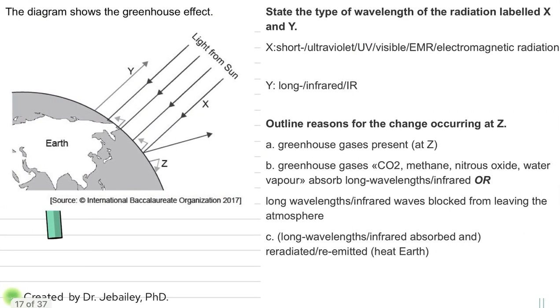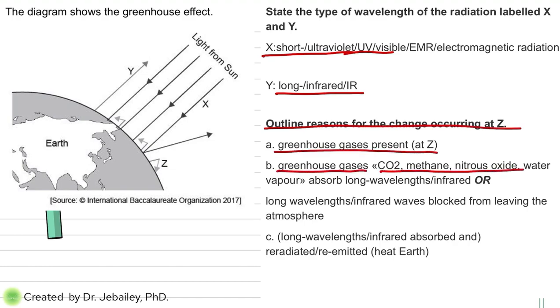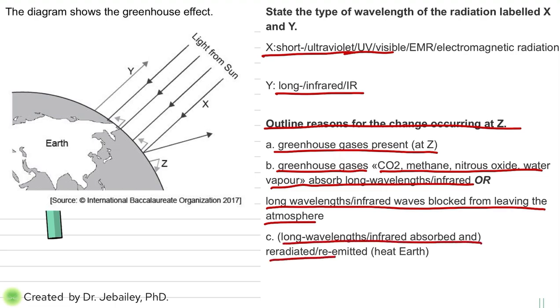So let's look at the mark scheme. You can say short for the X, or ultraviolet, or UV as you wish, and the long is the infrared, which is the long. So it doesn't always have to be infrared. You can say just long. Outline the reasons: greenhouse gases present. Greenhouse gases such as methane, CO2, whichever ones you want to put here, absorb the long waves. Infrared is blocked, leaving the atmosphere. Long waves, infrared absorbed, radiated, emitted by the earth.